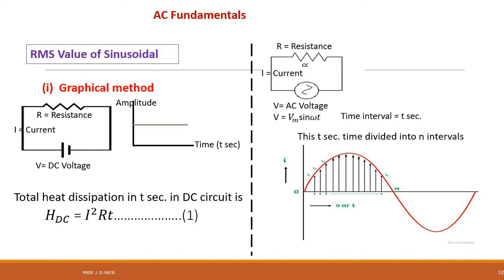Here this is a resistance connected with a DC supply, and this is the direct current, showing a straight constant magnitude. Whereas if we connect this resistance R with an AC voltage, V equals Vm sin omega t. Then, considering any time interval of t seconds, this t second time is divided into n number of intervals.